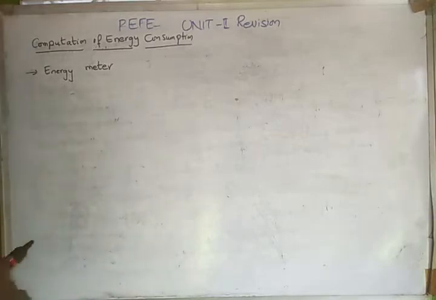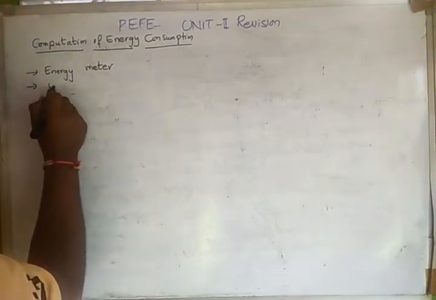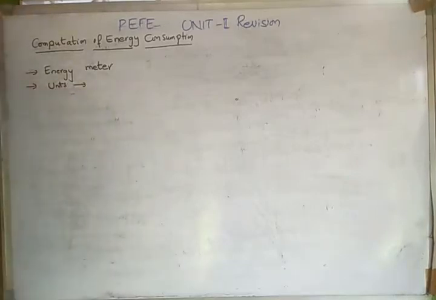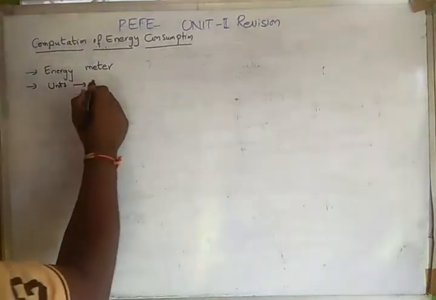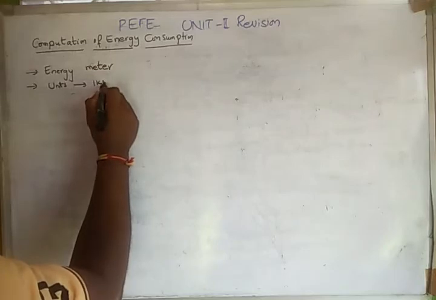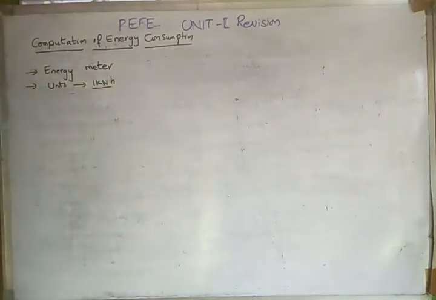The energy is measured in terms of units. One unit is equal to one kilowatt hour. Generally, people call it units, the number of units consumed, but from a technical point of view, it is one kilowatt hour. So one unit is equal to one kilowatt hour.